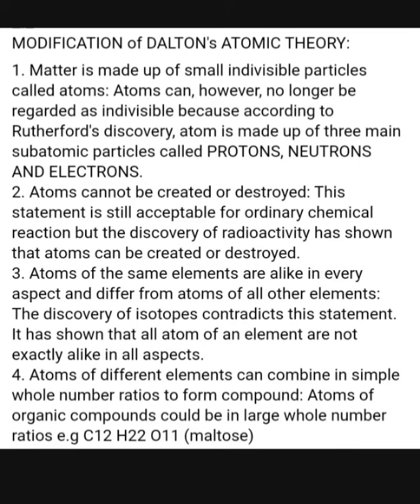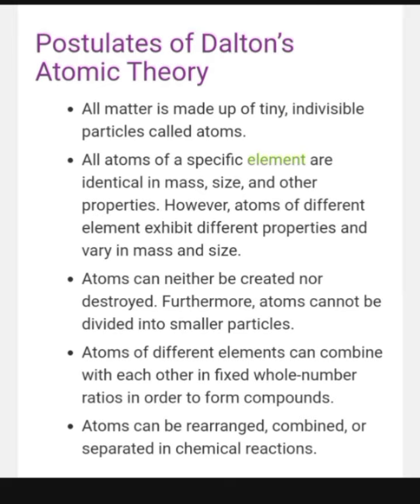Now let's look at the theory from this angle again. The theories are as follows. Atoms: all matter is made up of tiny indivisible particles called atoms. All atoms of a specific element are identical in mass, size, and other properties. However, atoms of different elements exhibit different properties and vary in their masses and sizes. Atoms can neither be created nor destroyed. Furthermore, atoms cannot be divided into smaller particles.